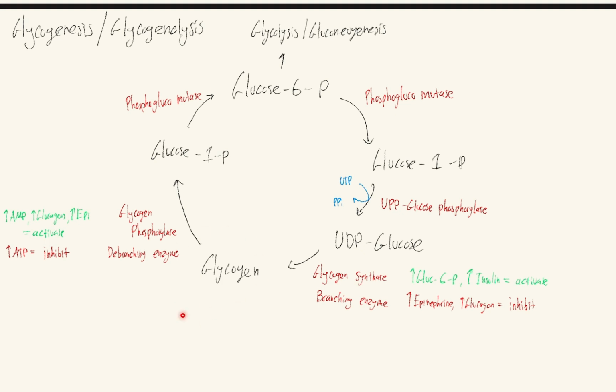The breakdown of glycogen by these enzymes results in glucose 1-phosphate, which, as you can see, is the same glucose 1-phosphate here, which uses the same enzyme to catalyze the forward and reverse reactions. This glucose 6-phosphate can feed into or out of glycolysis and gluconeogenesis depending on the energetic demands of the cell.